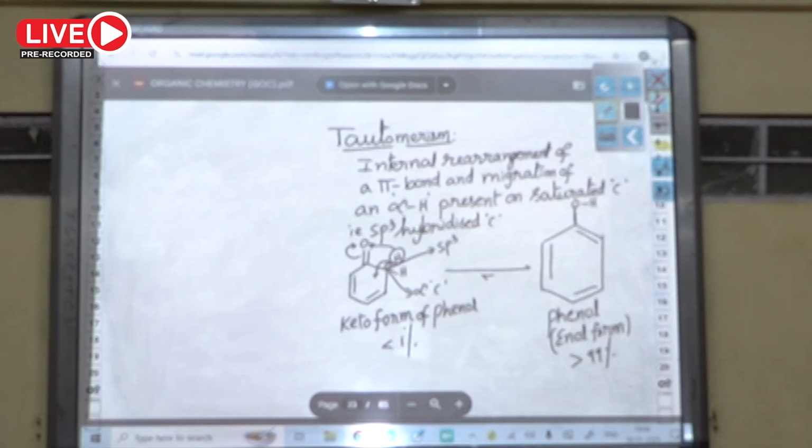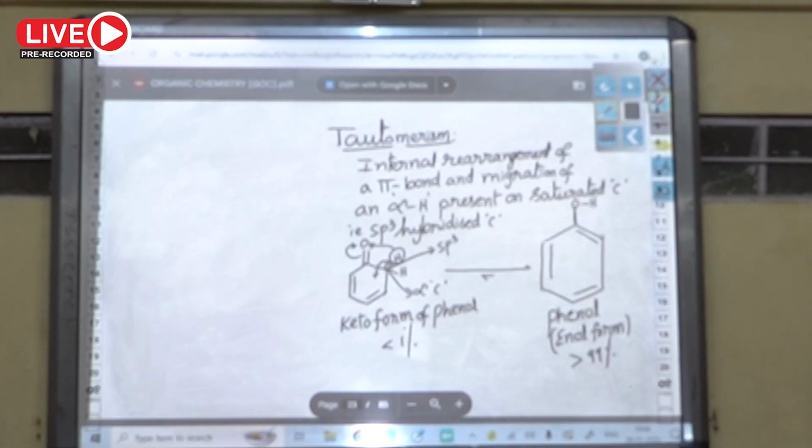Why is phenol more stable in the enolic form? Because the ring contains 3 alternate pi bonds. Whenever alternate pi bonds are there in organic chemistry, we call it a conjugated system. Conjugated systems are more stable due to resonance. Because it is more stable, the equilibrium moves more towards the enolic form and very little towards the keto form.